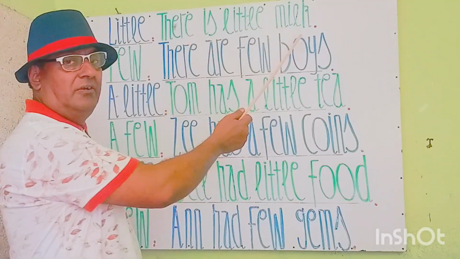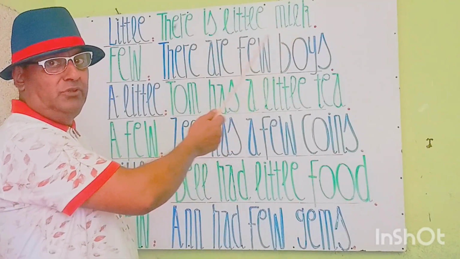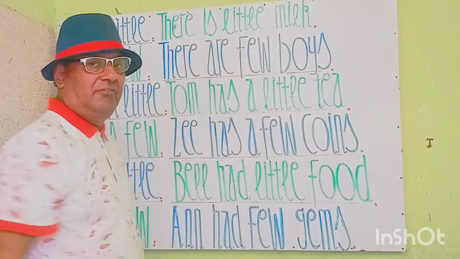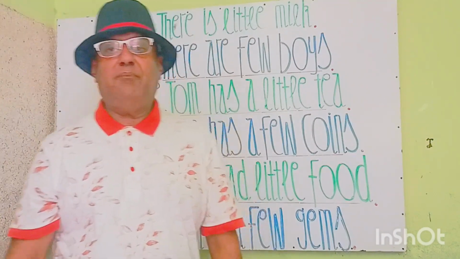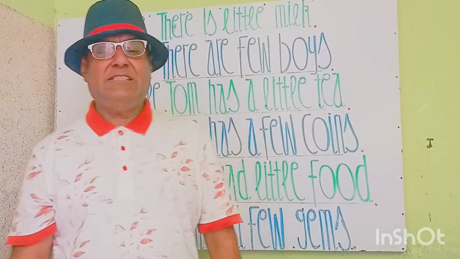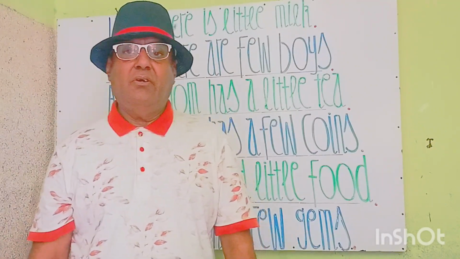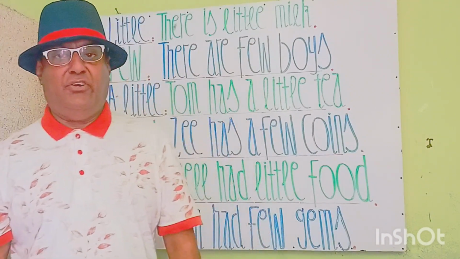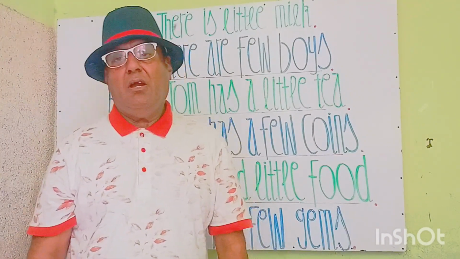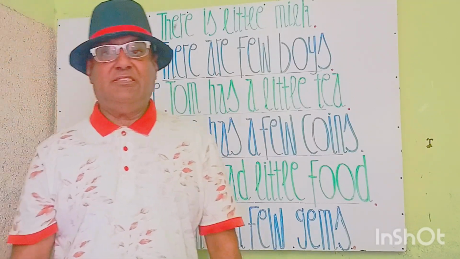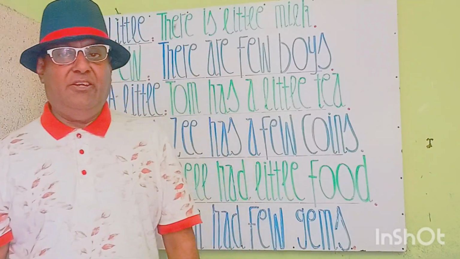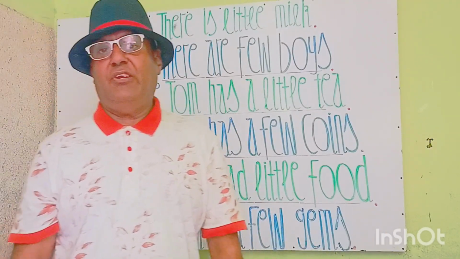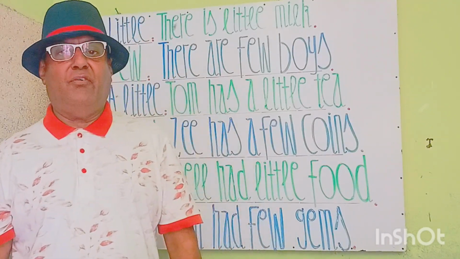There is little milk. Little means not enough, equal to nothing, in a very short quantity. So little is a determiner that fixes the quantity of nouns, and little is used before uncountable nouns. Always remember, my students, little is used before uncountable nouns.